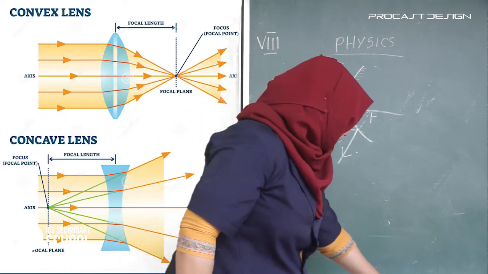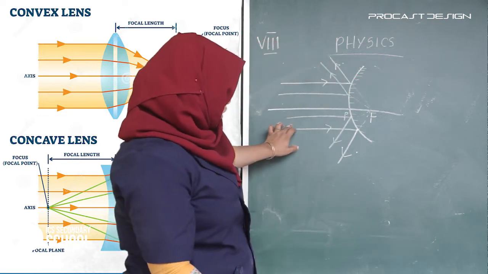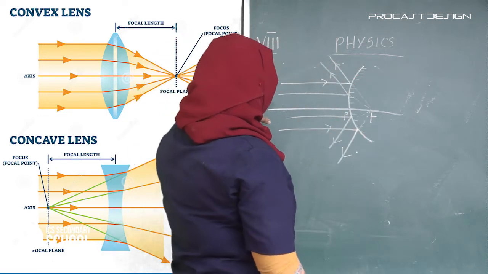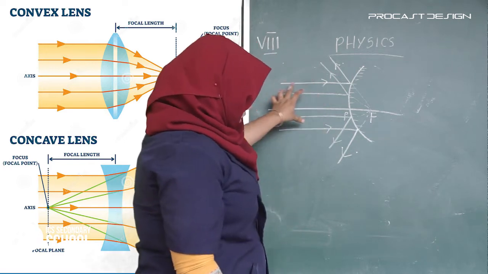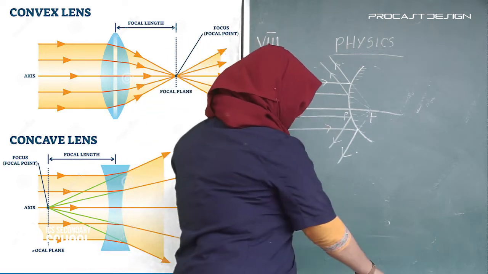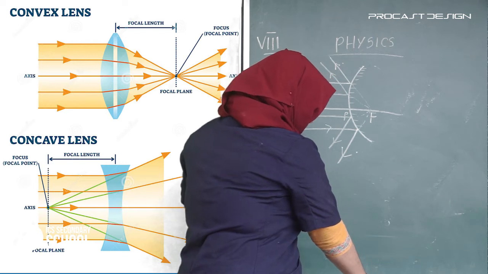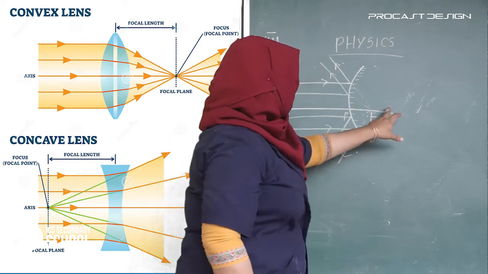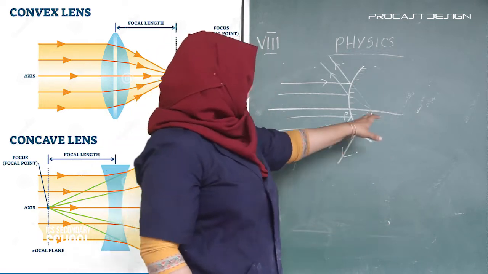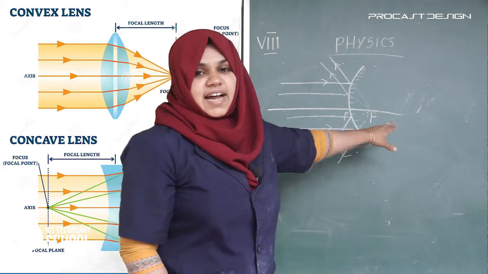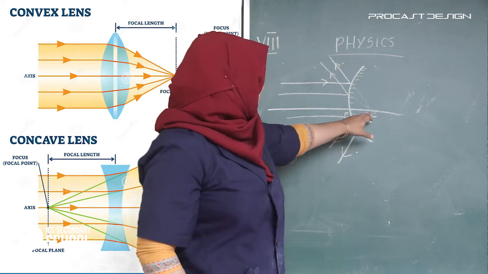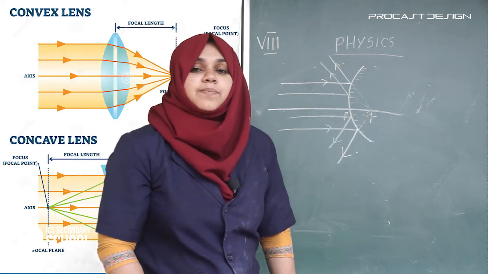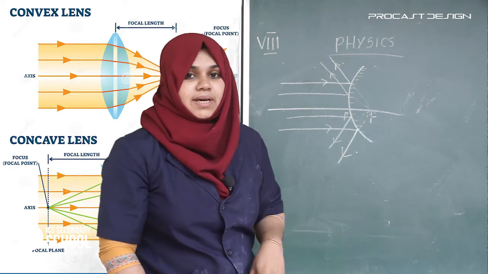So, what is the principal focus of a convex mirror? Rays of light incident on a convex mirror parallel to the principal axis, then diverge and appear to come from a fixed point on the other side of the mirror. This fixed point is known as the principal focus of a convex mirror.